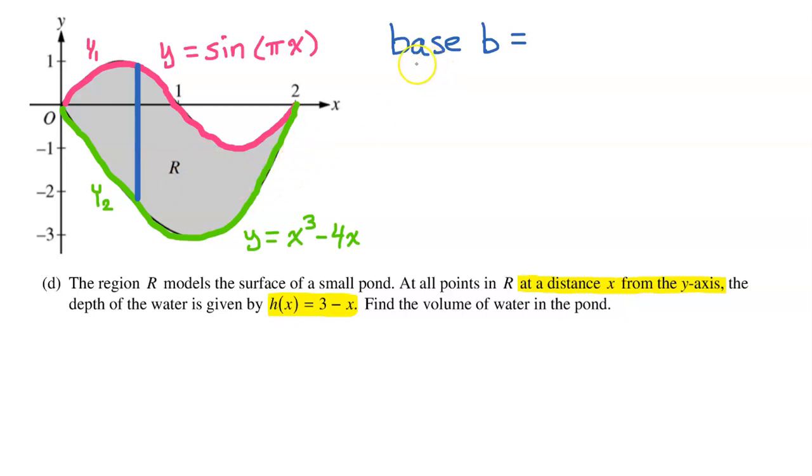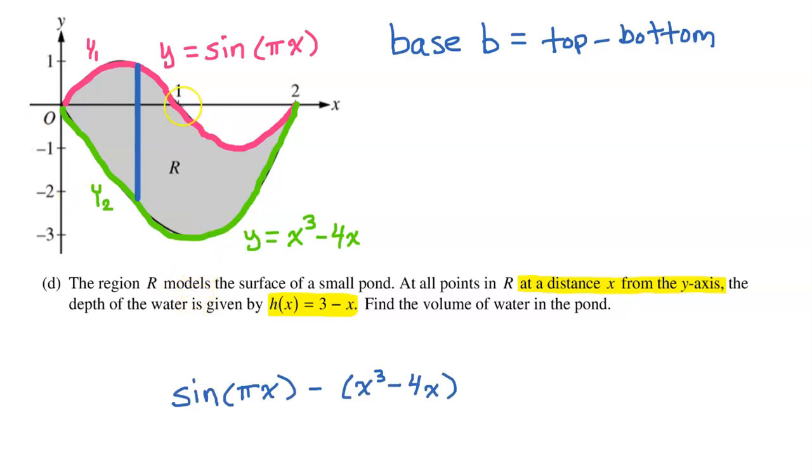Step 1 is to find an expression for the base of a single slice. I know it's hard to picture a slice of lake, but you can do it. So this blue line is one slice of a lake. If we want to find an expression for the length of this slice, we can just subtract the top function minus the bottom function. In this case, the top function is sine of pi x, and the bottom function is x to the third power minus 4x. So this is an expression for the base of a single slice.